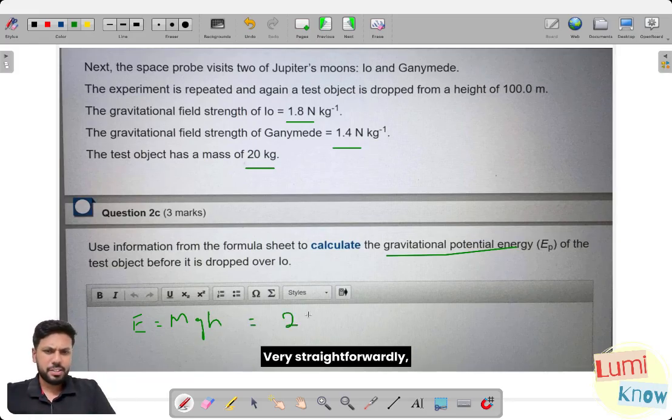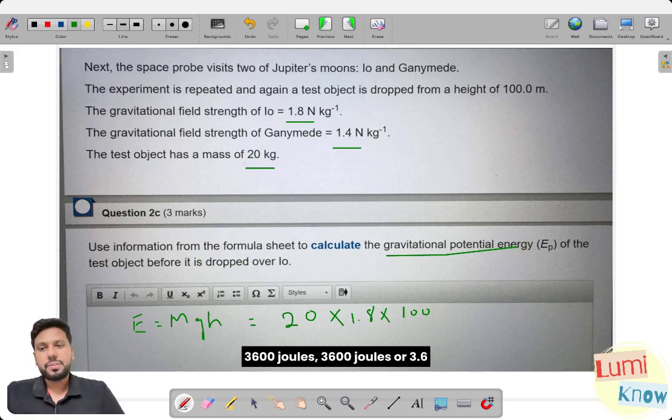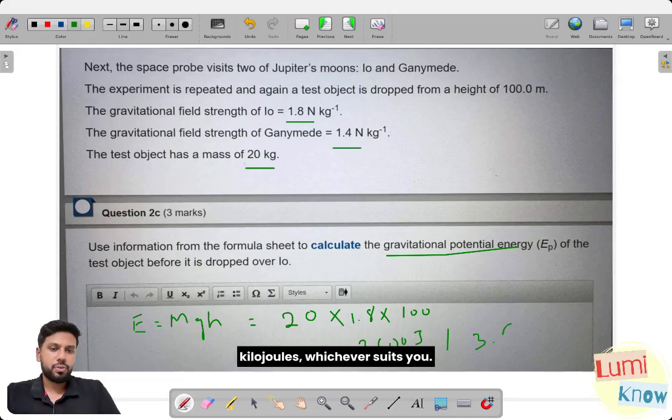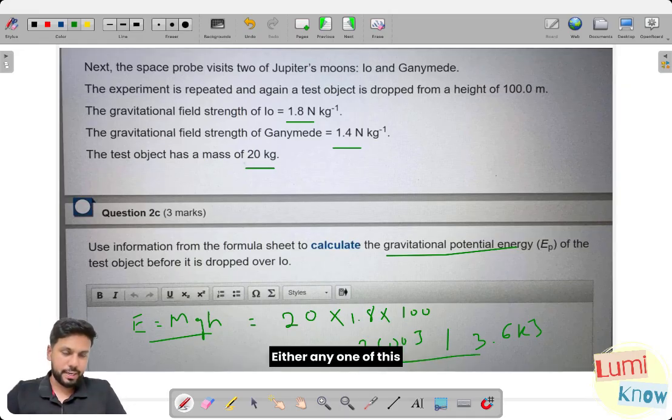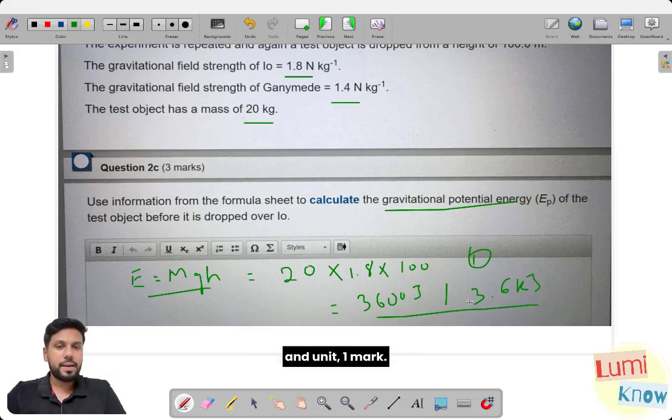So I have the mass, very straightforwardly they have given the mass. I have the g, 1.8, and I have the height also, which is 100. So when I plug all these values, 3600 joules, or 3.6 kilojoules, whichever suits you. You can write that. This is for 3 marks. Equation 1 mark, getting the correct answer 1 mark, either any one of these, and unit 1 mark.